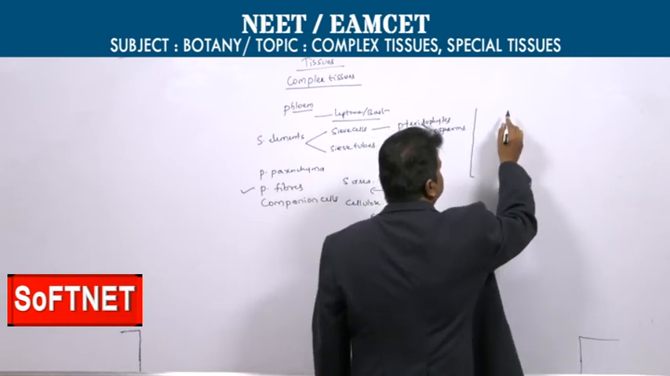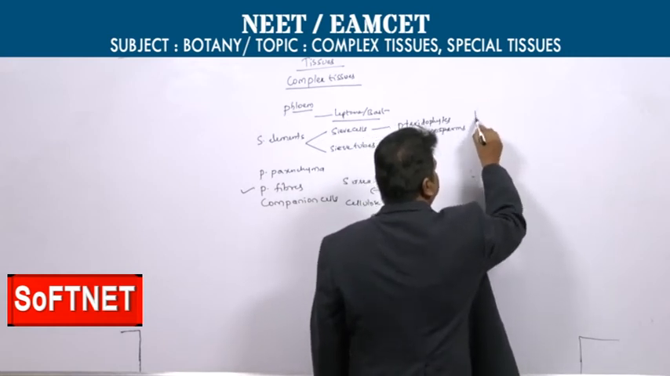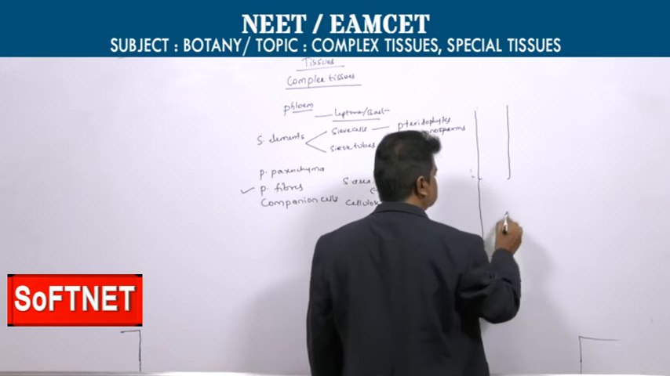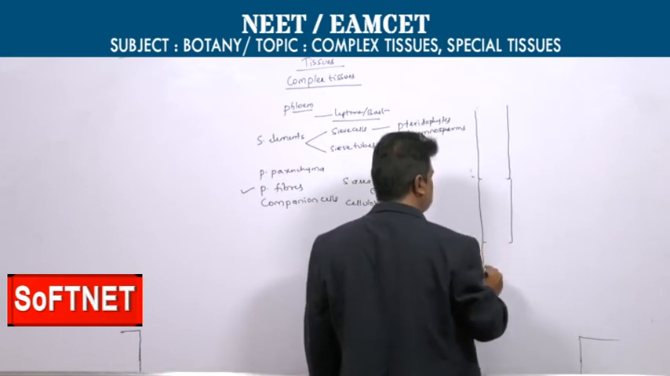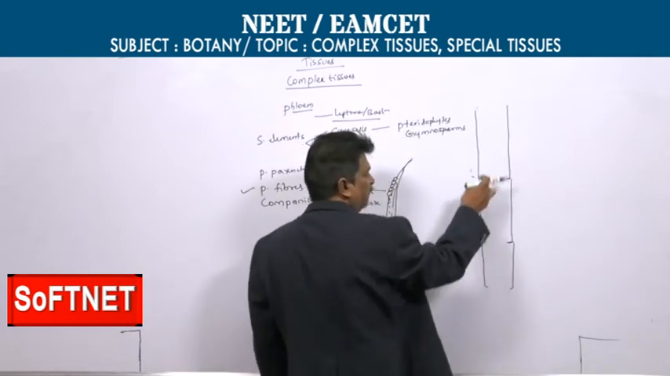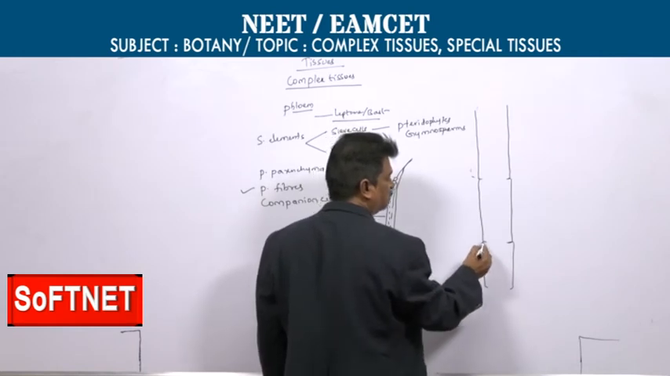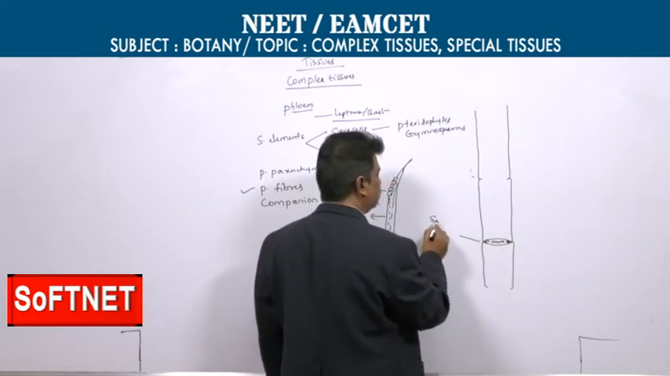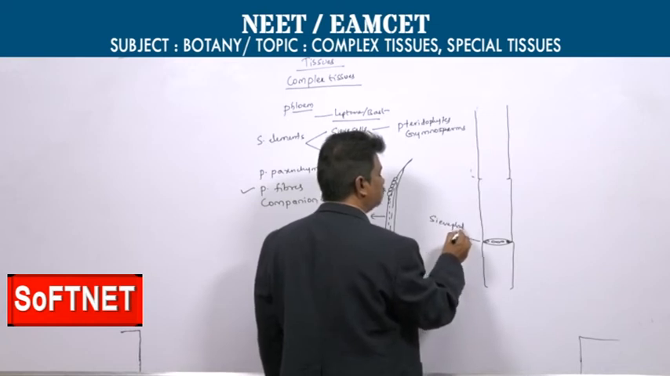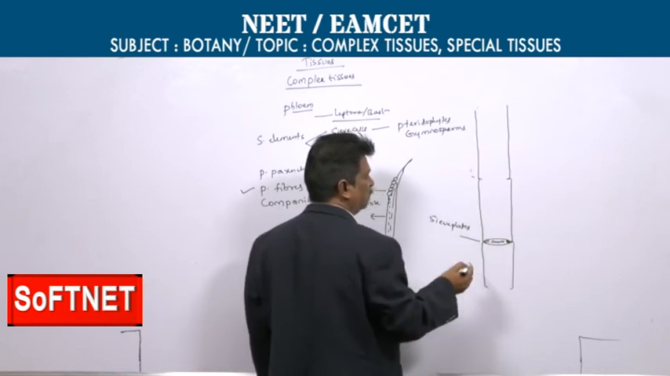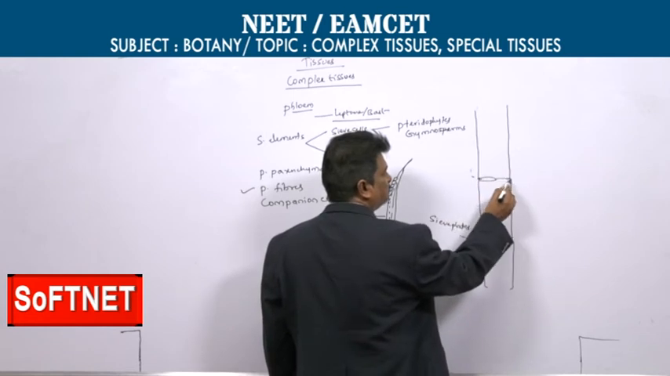Next one, sieve tubes. The structure of a sieve tube is similar to a vessel. Just like a vessel, the phloem elements are placed one above the other. Their end walls are joined, and after that, perforations are formed in the end walls. These perforations are like a sieve, hence they are called sieve plates. Generally, sieve plates are oblique, and they are of two types.